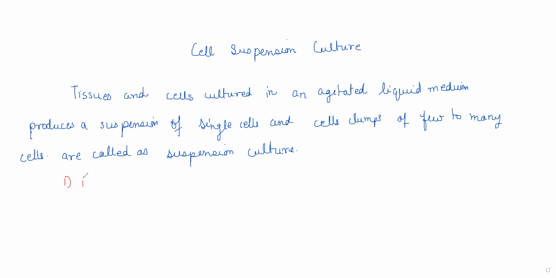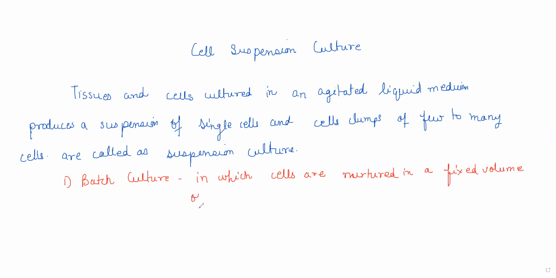The first is the batch culture, in which the cells are nurtured in a fixed volume of medium until the growth ceases.